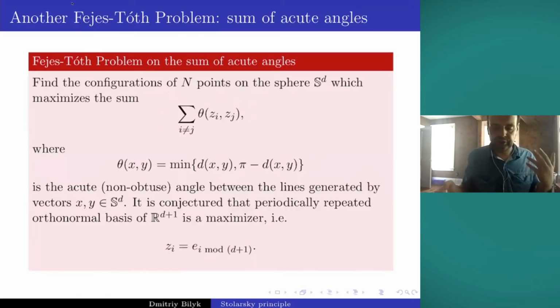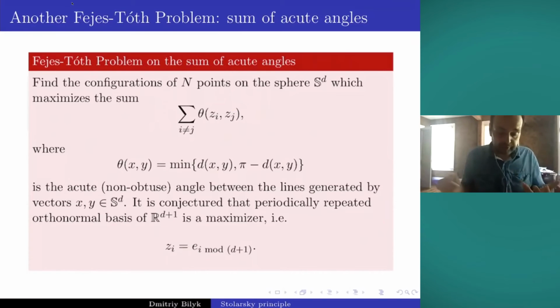Fejes-Tóth conjectured that this is maximized by a periodically repeated orthonormal basis, right? It's completely clear that if the number of points is less than the dimension, then you can take the orthonormal basis, and this will maximize this sum. But then what happens if the number of points is greater than the dimension?